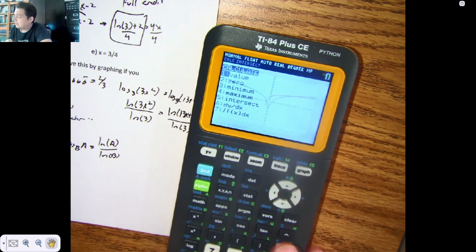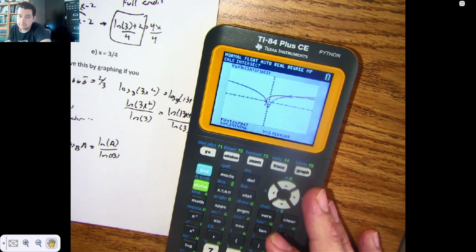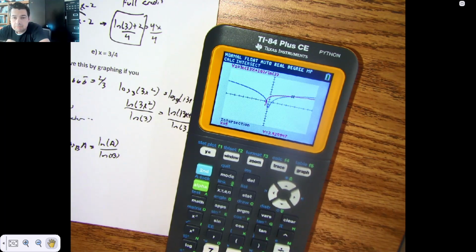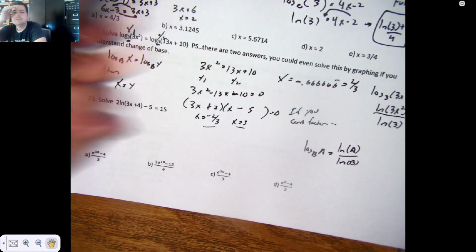Second trace 5. And by the way, if you get something like negative 0.333 and you don't write it as a third, that's not full credit. Enter, enter, enter. 5. Just like I did before. Boy, I burned a lot of time on that. Time I don't have.